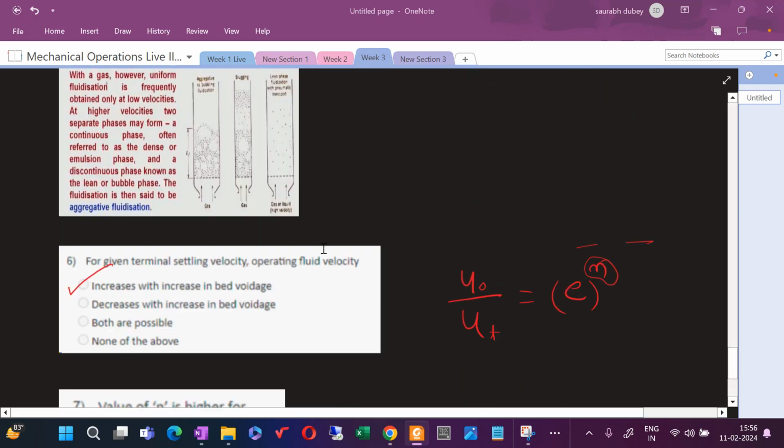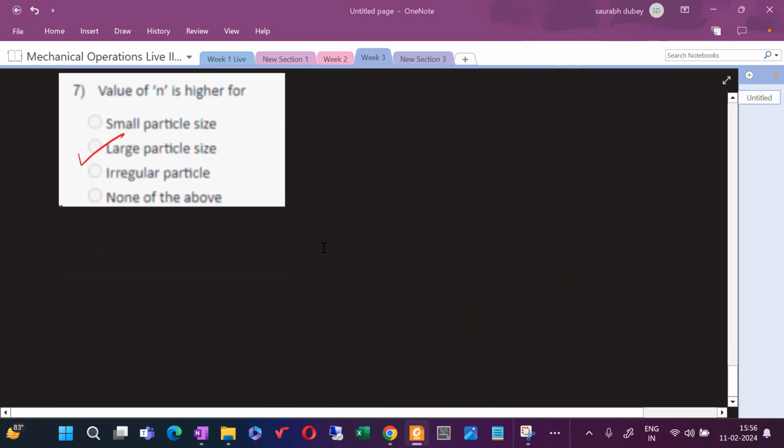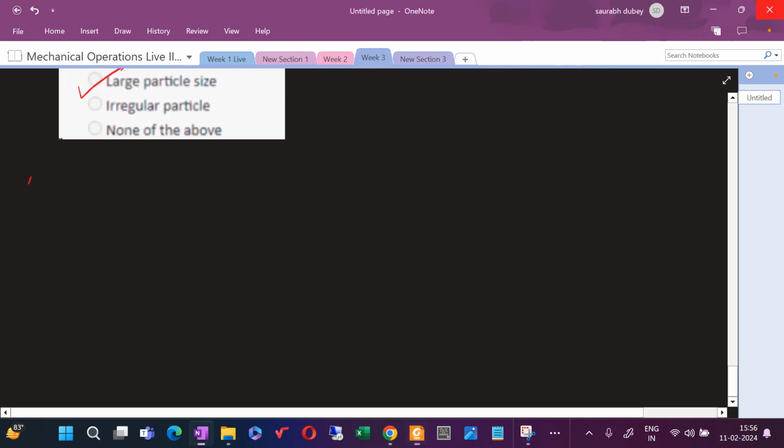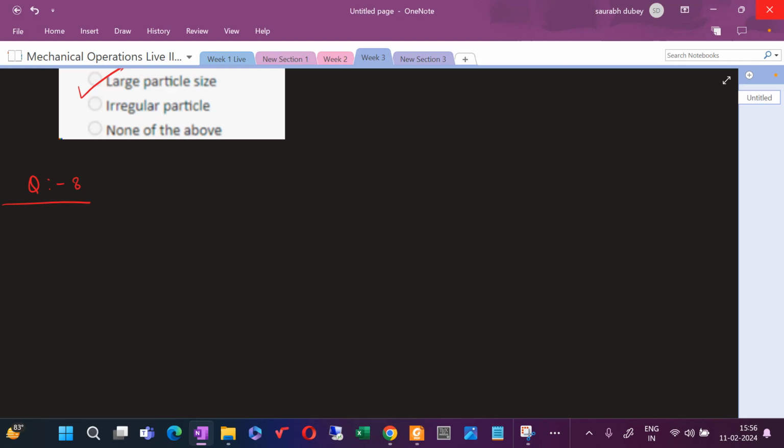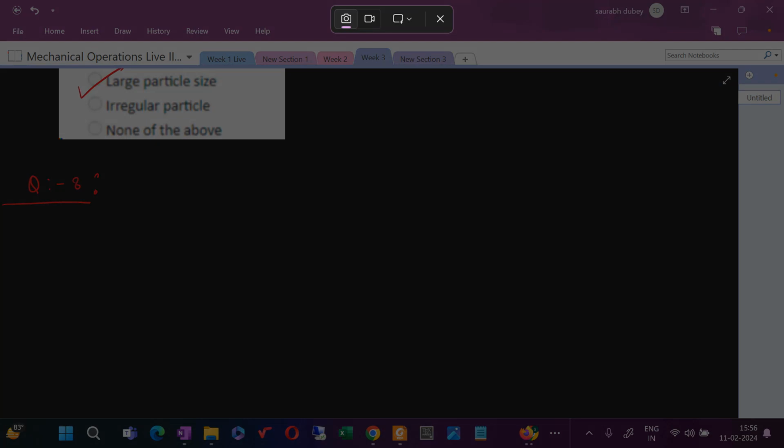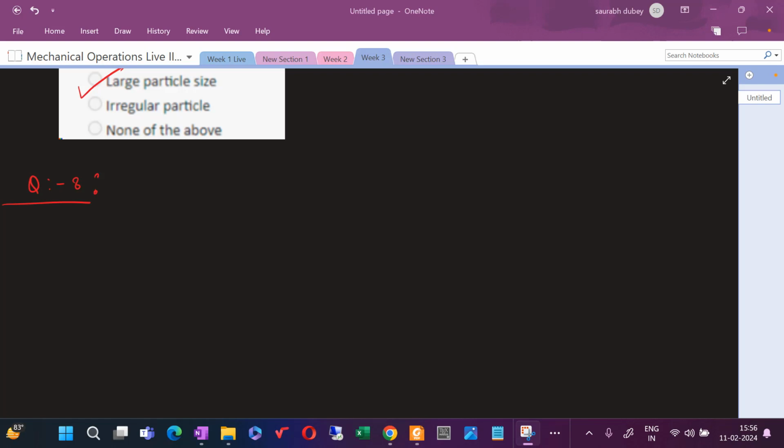Now we will be solving some of the numericals. So question 8 is what I am going to discuss. I will pose the question so that you go through it, and then we will solve it. That will be a bit faster. Just go through this question, and then we will go for the solution.